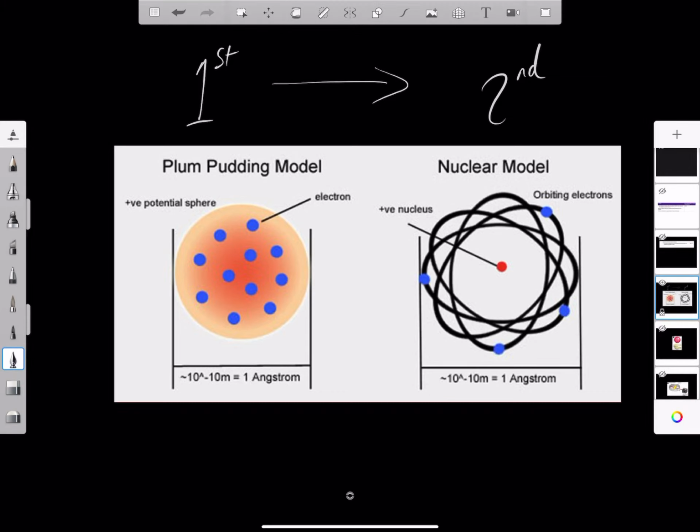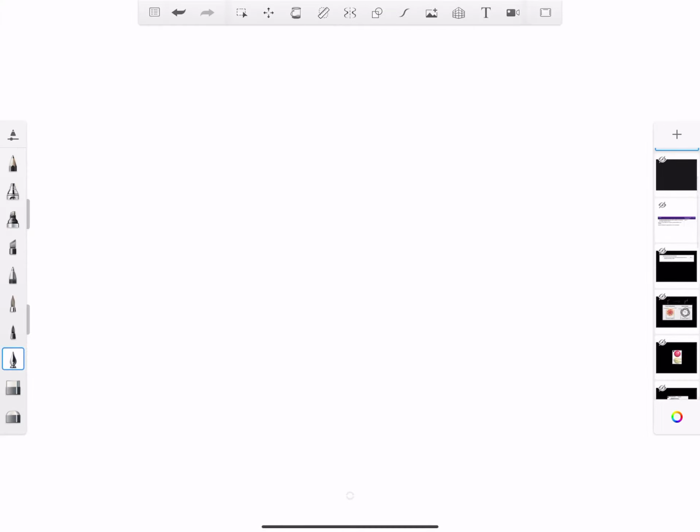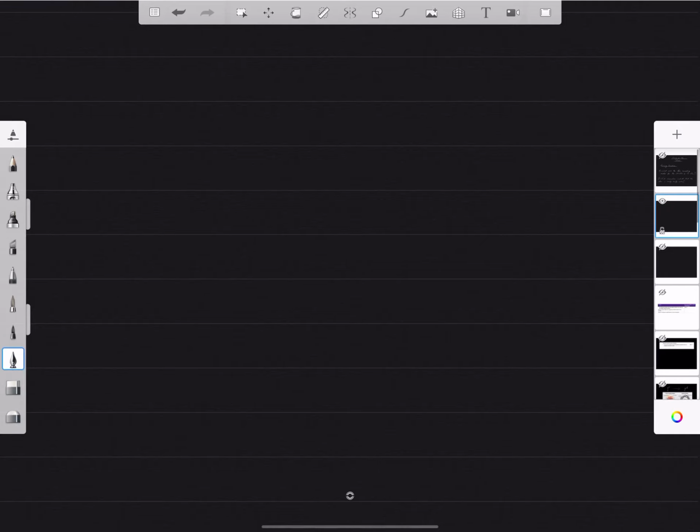Alright, so let's go back to the beginning. Now, first let's go back in time and say we are now at the stage where the plum pudding model of the atom is accepted. Now, an experiment was going to be carried out by scientists to test this theory regarding the plum pudding model.